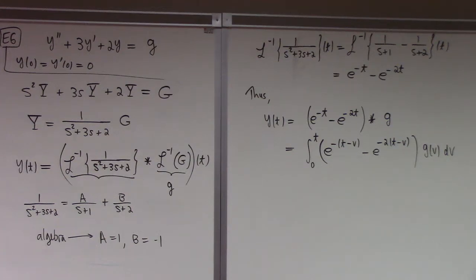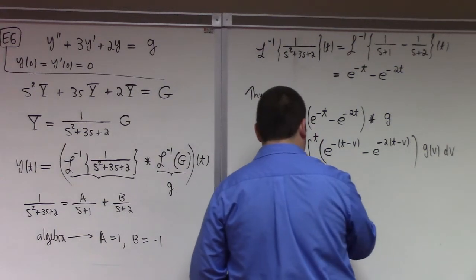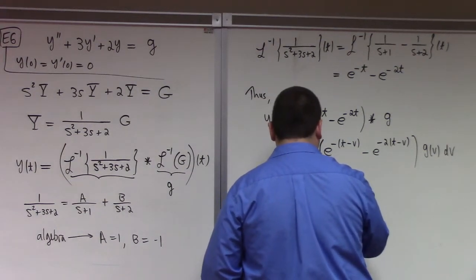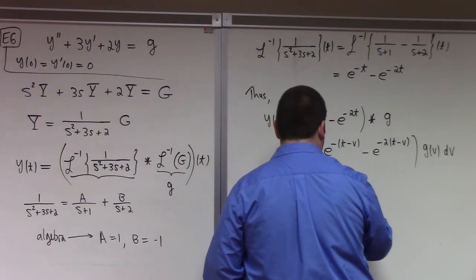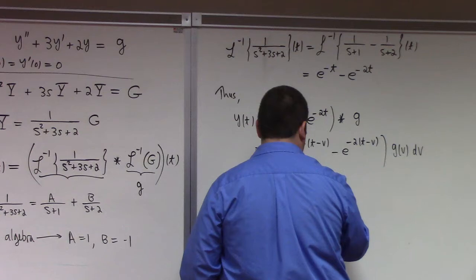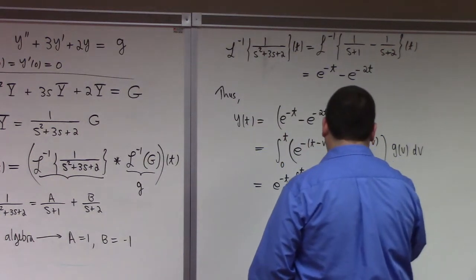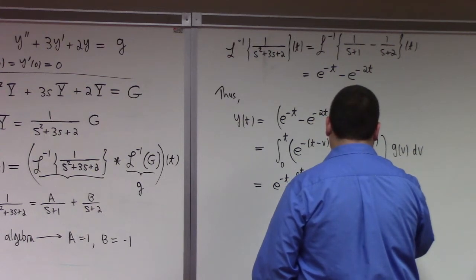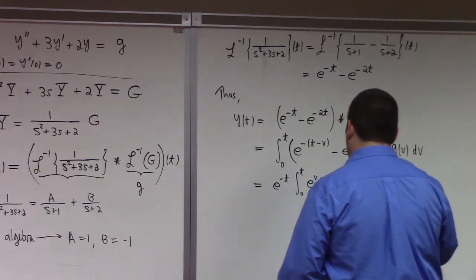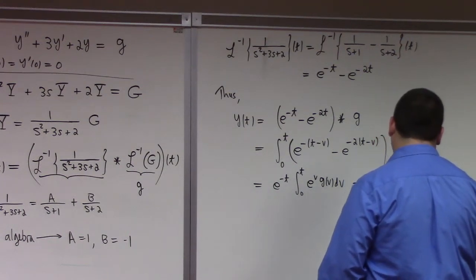Let me rewrite this somewhat suggestively. You tell me what we got. This is also e to the minus t, the integral from 0 to t of e to the v g of v dv, minus e to the minus 2t, the integral of e to the 2v g of v dv.